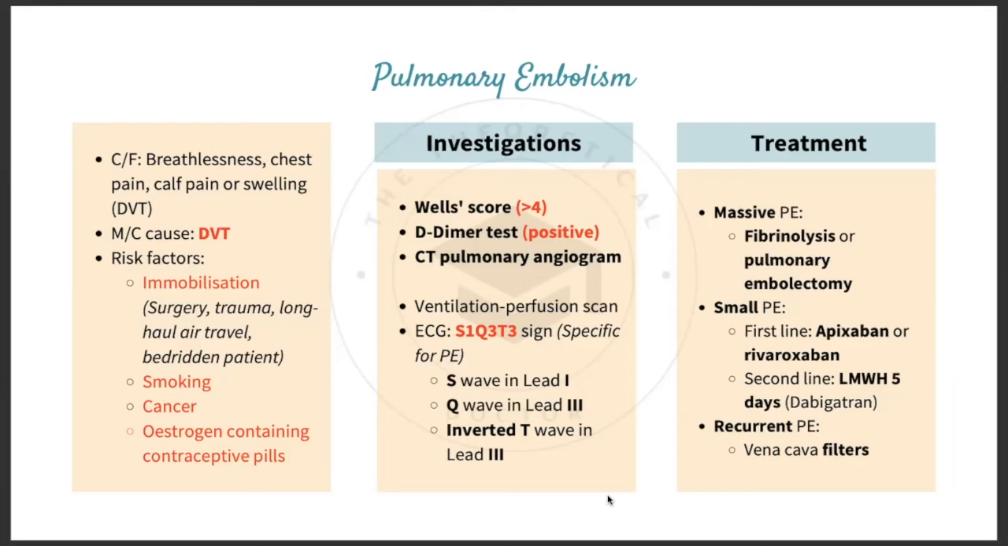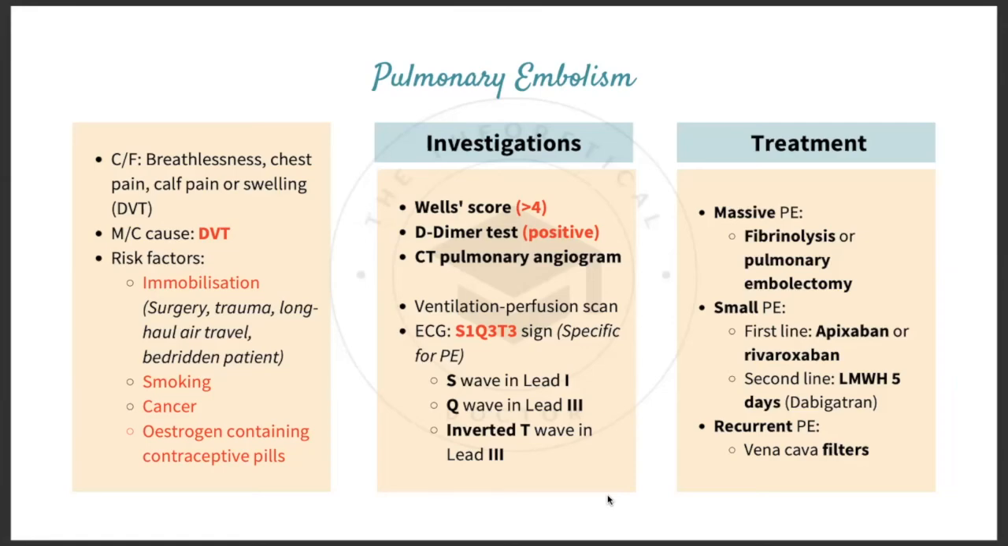So it's important to remember the risk factors because they can even ask during your long case bedsides. Okay, so the investigations. You need to check the Wells score. If it's more than 4, it's likely a pulmonary embolism. And if you were to do a D-dimer test, it would be positive. And the best approach would be the CT pulmonary angiogram.